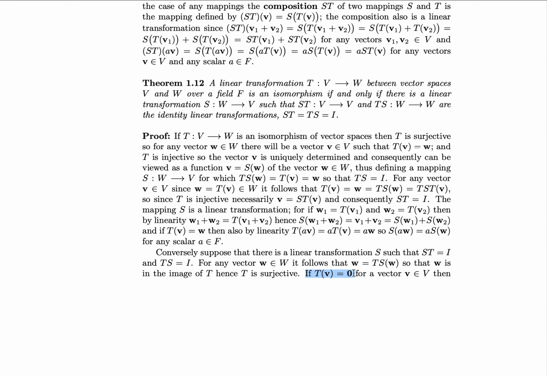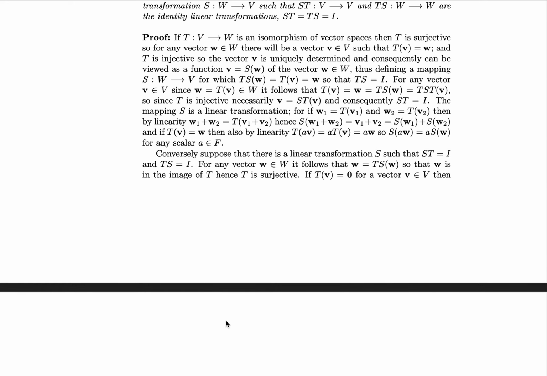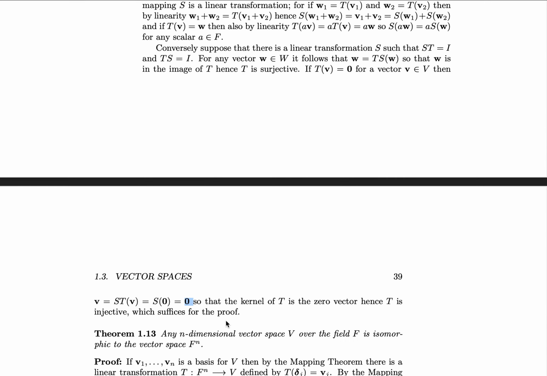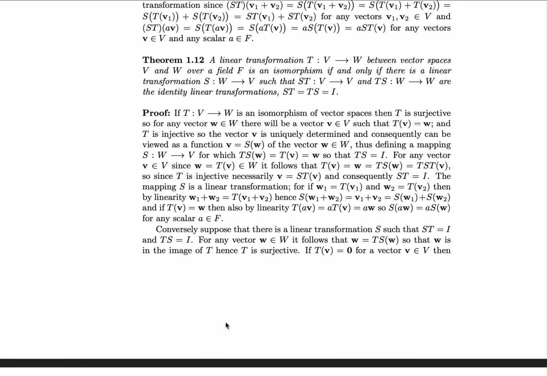If T of V is equal to 0 for any vector V in V, then V is equal to ST of V, since ST is the identity map. But we said that T of V was 0, so that's S of 0. And S of 0 is always 0 for any linear map. Therefore, we've shown that V equals 0, so the kernel of T is the zero vector. Hence, T is injective. This suffices for a proof, because we've shown that T is injective and surjective, therefore it's a bijection, and when you view it in terms of vector spaces, it's an isomorphism between V and W.